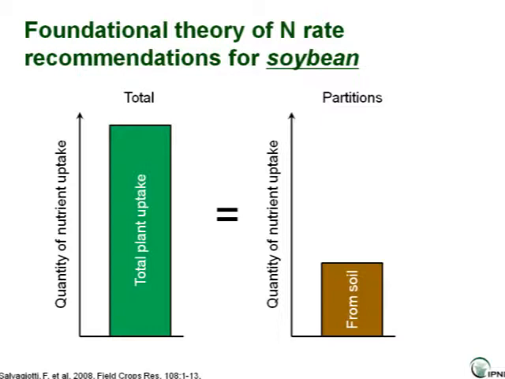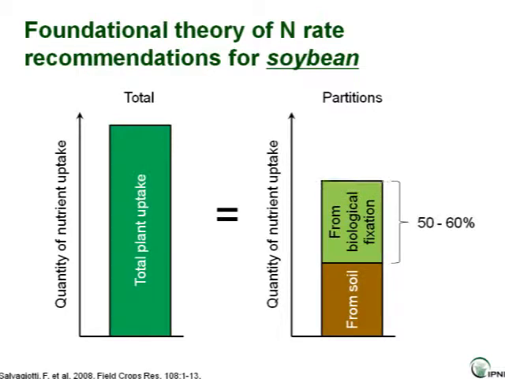Another place, of course, is where we think of the biological fixation from nodulation. Typically, about 50 to 60% of the nitrogen in the soybean plant comes from the nodules, from the nitrogen fixed by the nodules. And then there's another part that we could do with soybeans as well, and that is we could add fertilizer, and that would be a third source of nitrogen for the soybeans. So that's really the 3 places it can get it.